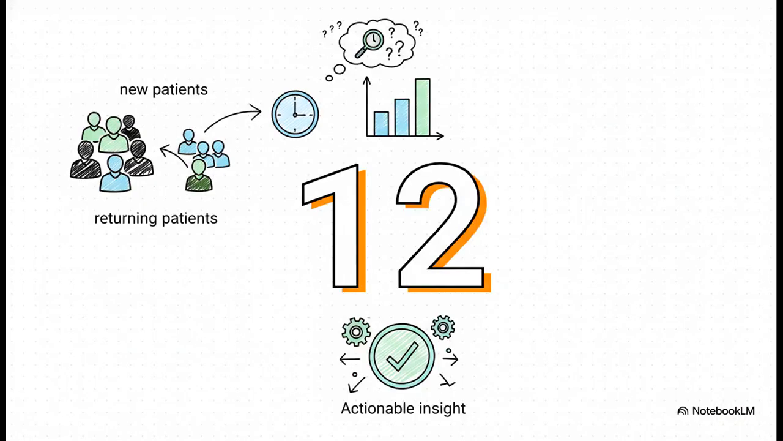And then, here's the second piece of the puzzle. We started looking at different types of patients. And it turns out, new patients wait, on average, a full 12 minutes longer than patients who've been there before. That is such a specific, actionable insight. The problem isn't just everybody waits too long. No, it's hitting one particular group of people way harder than others.